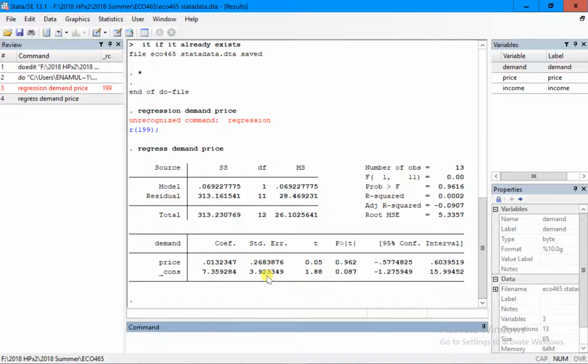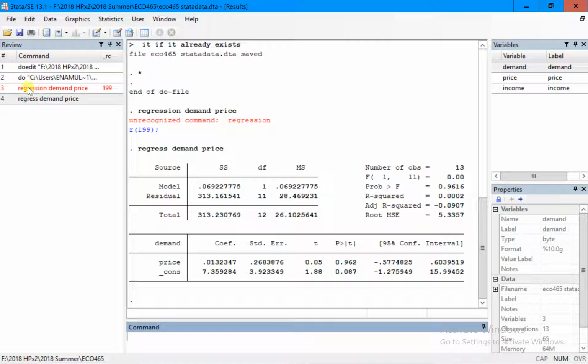So see what happens. It has done the regression. Demand is my y. So the first variable is always your y variable, and anything you write on the right after the first variable is your x variable. So this is your y, this is x1. It's a two variable regression at the moment. It has done the regression and it has shown the result.